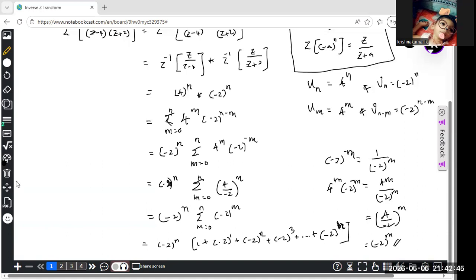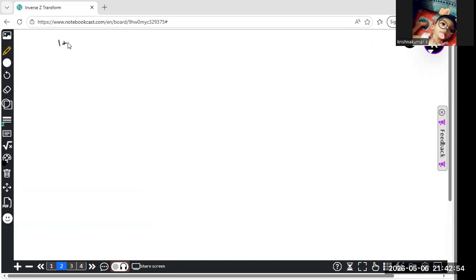Here we already know the formula for this expression. You know that 1 plus x plus x square and so on plus x power n is equal to (1 minus x power n plus 1) divided by (1 minus x). We have already derived this formula in the regular class, just to recall it. And this formula is very important because most of the time we will use it to find the inverse Z transform.